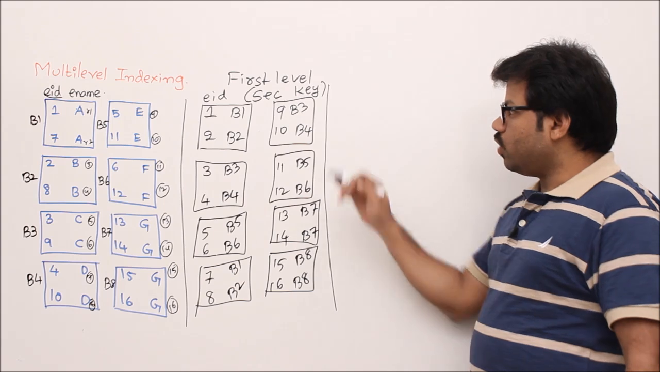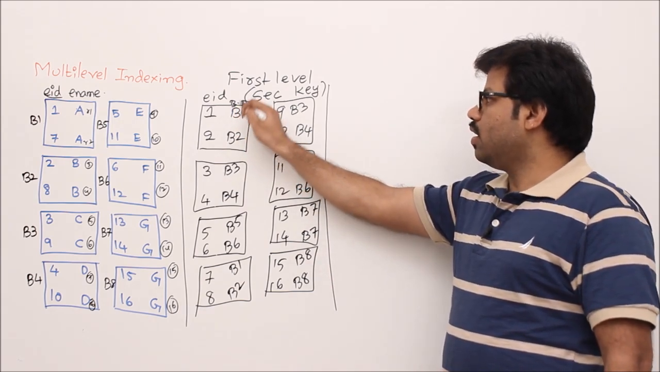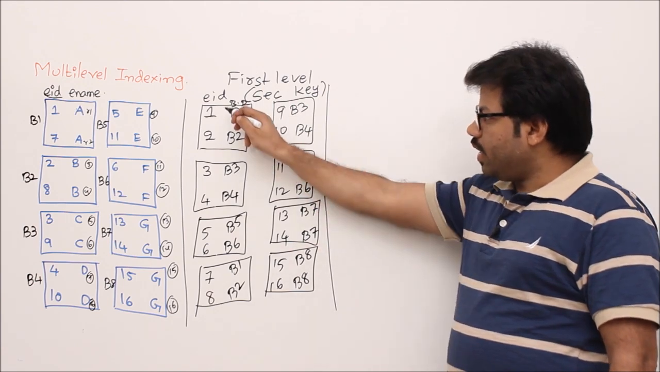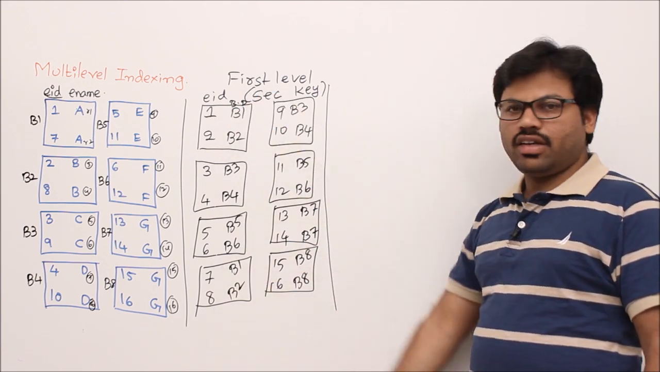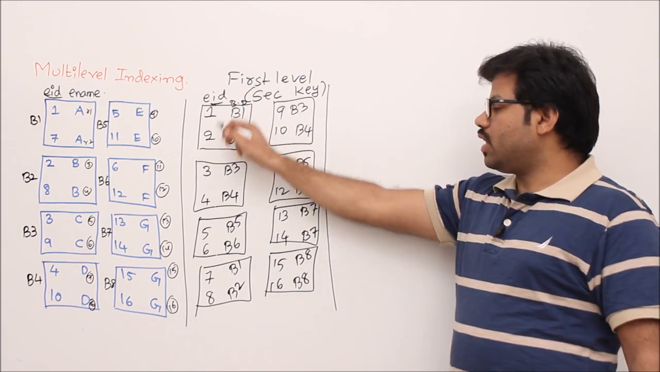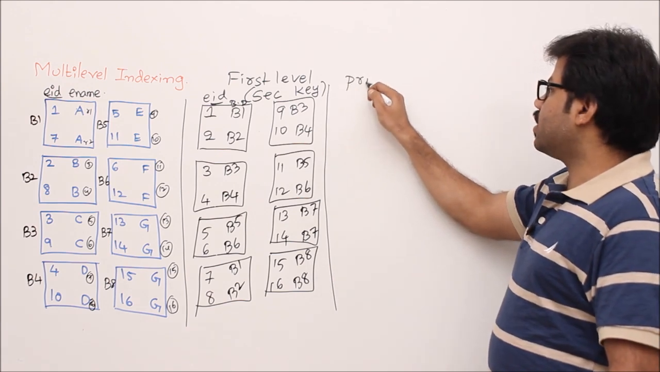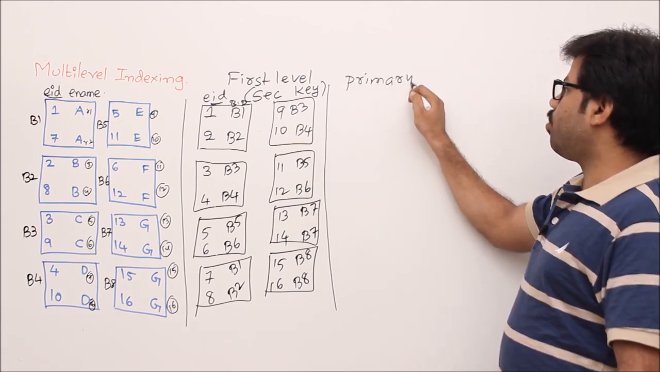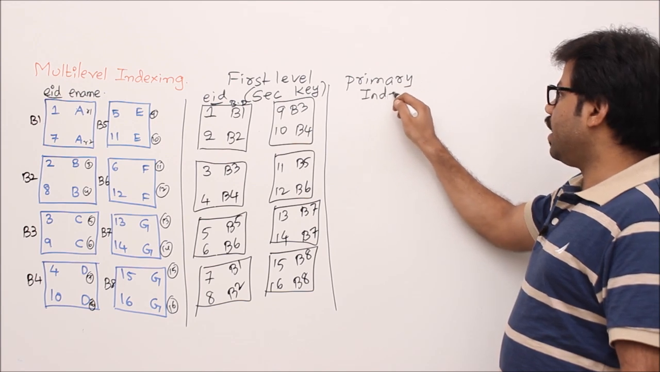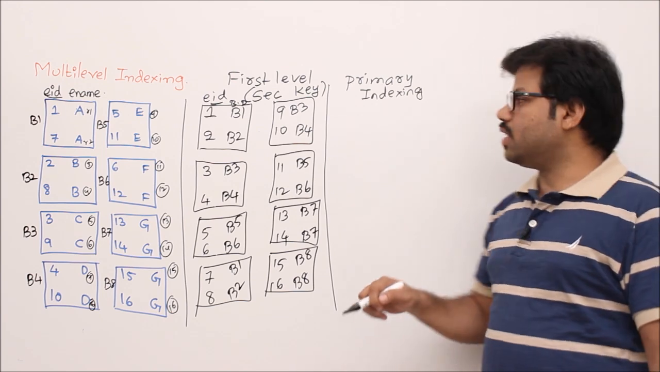Now this time your index contains employee ID and block pointer, correct? My question is, your index now is an ordered file, correct? With respect to the employee ID field, because our search field is employee ID, and with respect to that your data is ordered, then I can go for primary indexing this time. That is the advantage. Whenever I go for primary indexing, definitely my index file size will be drastically reduced. We'll see that.